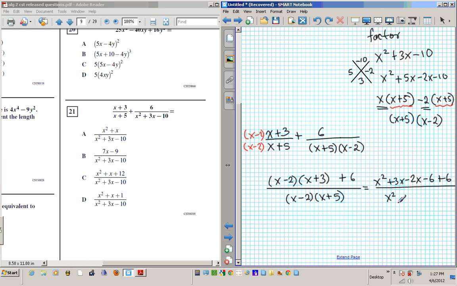Does the bottom really matter in this problem? No, because all the denominators are the same. So we don't even really have to do the bottom. We just need to focus our attention on the top. But let me just do it just for kicks. So x squared plus 5x minus 2x minus 10. All right, let's simplify the top, which is what counts. On the top, I'm going to have x squared plus 3x minus 2x, which is positive x. And you can already see what the answer is. The answer is A. So the answer to number 21 is A.